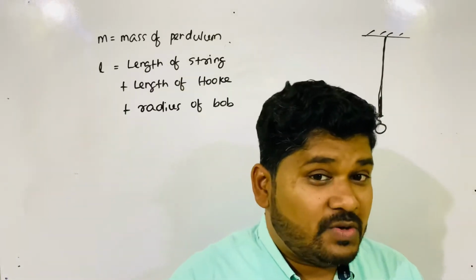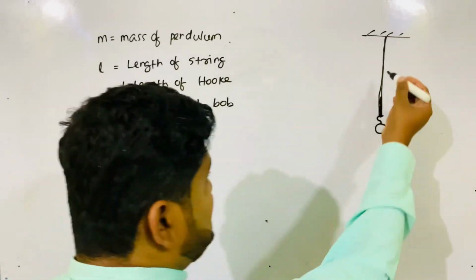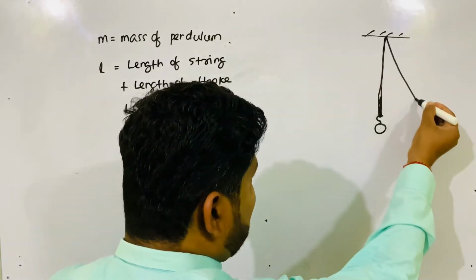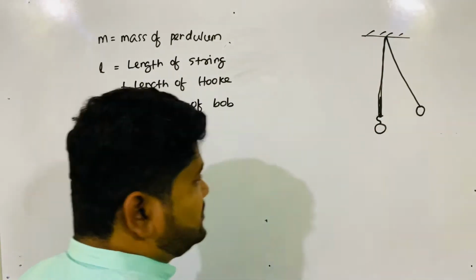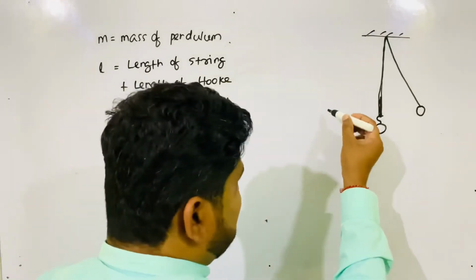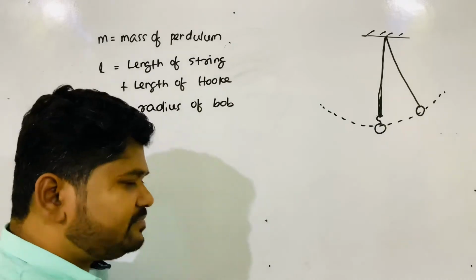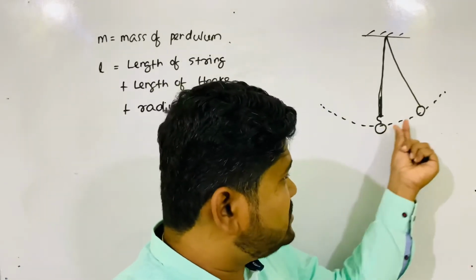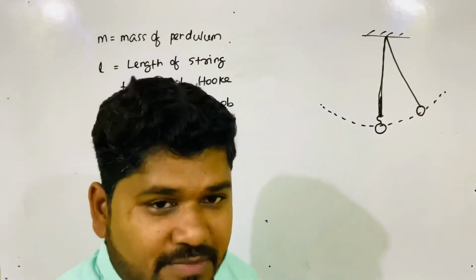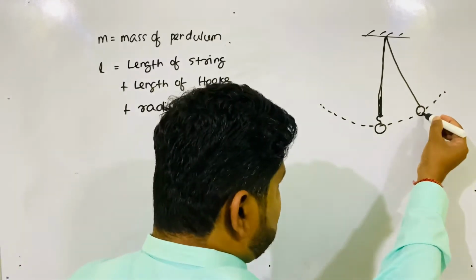So now, as I told you, you displace it a little from the equilibrium position, and it will execute SHM like this. Take any position of the pendulum between the mean position and the extreme position. So what forces act here?